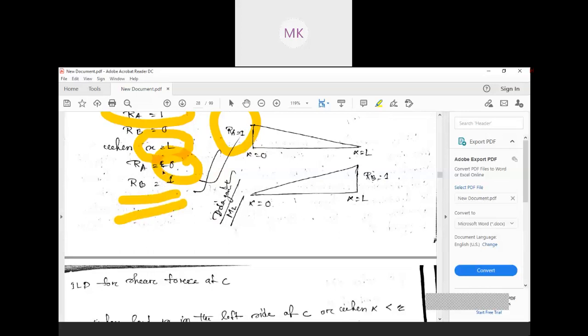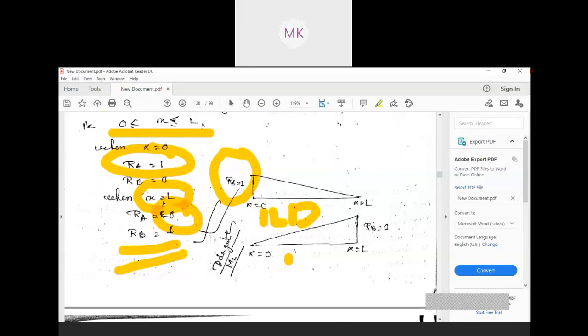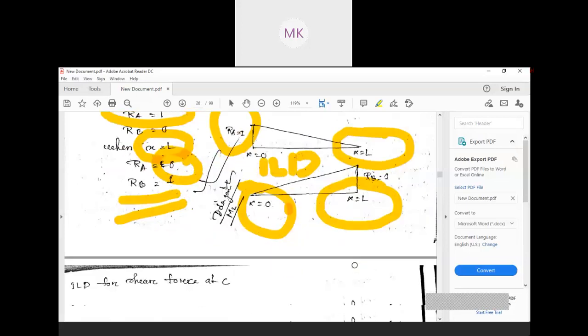Now we have to draw these two diagrams. They are called ILD for RA and ILD for RB. Remember, the first one is the ILD for RA, and the one below is the ILD for RB. By putting these values: when x equals 0, RA is 1 and RB is 0; when x equals L, RA is 0 and RB is 1. Very simple, we just put these values in the above equations.